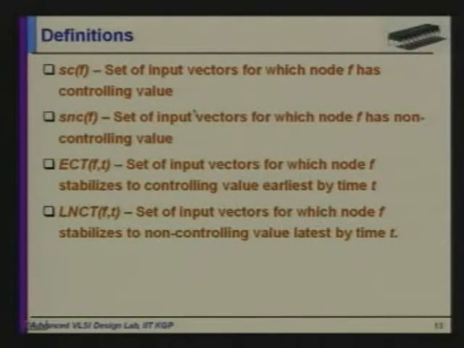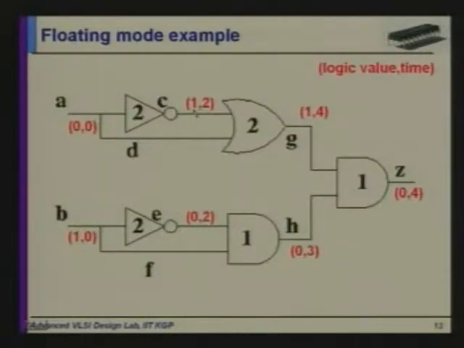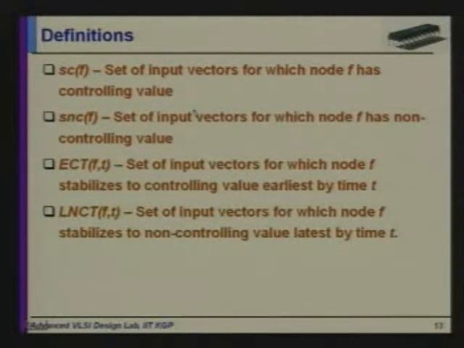Basically, in this example, we have shown simulation. Given the input vector, I can determine the delay. Now our approach will be, given a path, I have to find a vector that sensitizes the path. Okay. So for that, I am introducing a few notations. So this is SC, the stable controlling value. That means the set of input vectors for which node F has the controlling value.